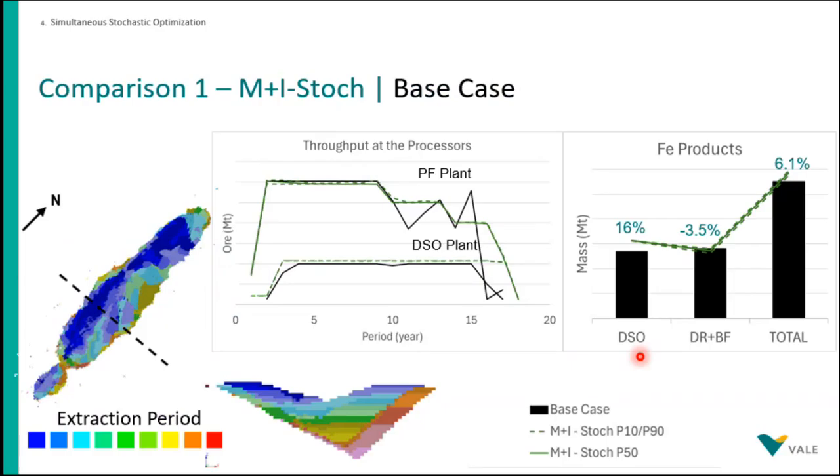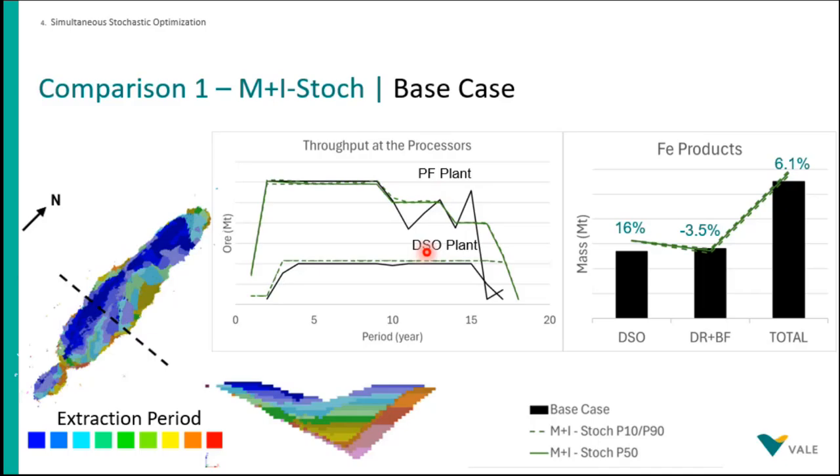For the first comparison, I'm going to compare the stochastic optimization versus the base case. The base case is presented in black, and the stochastic optimization in green. The schedule of the stochastic is here on the left-hand side. What we end up seeing is that the stochastic optimization was able to increase the life of the mine by up to two years, meaning more run of mine being sent to the processors. An important aspect we saw was that we were able to feed the processing plant with a more constant throughput, especially earlier, in years 10 to 13.